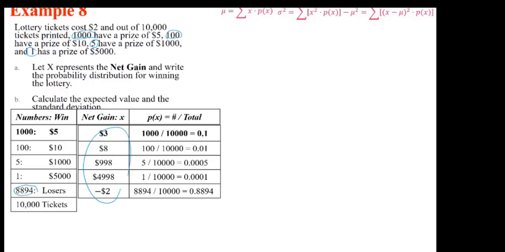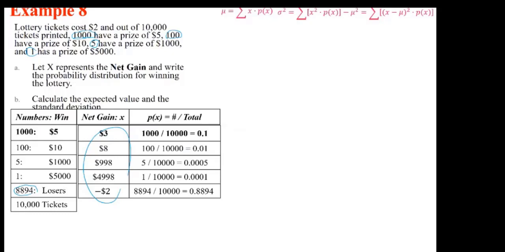Probability of winning. How many are going to win $5? 1,000 people. So 1,000 divided by the total number of tickets. The next one, how many are going to win $10? Net gain of 8. 100 divided by 10,000. And so on and so forth. So we wrote the net gain probability distribution.